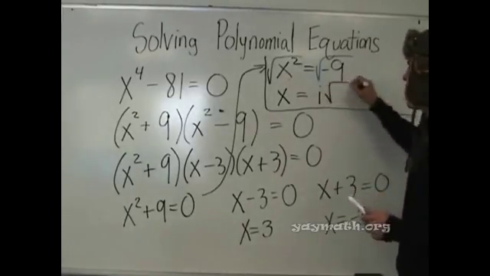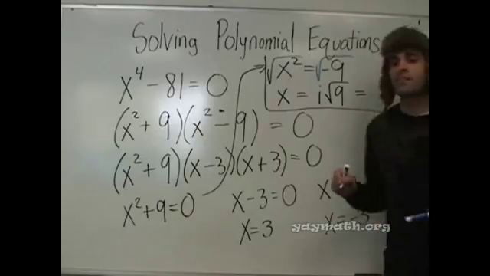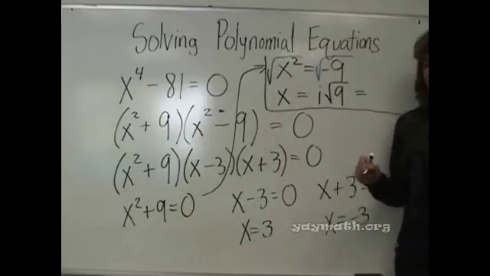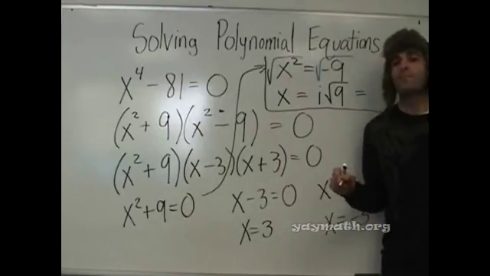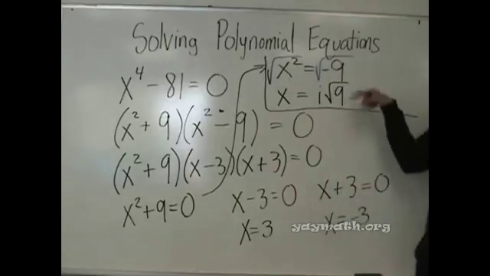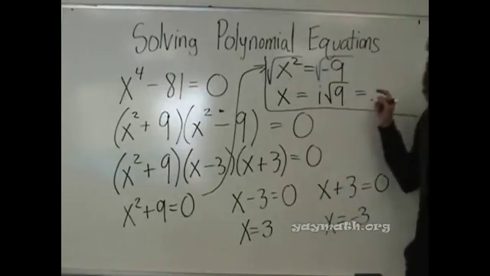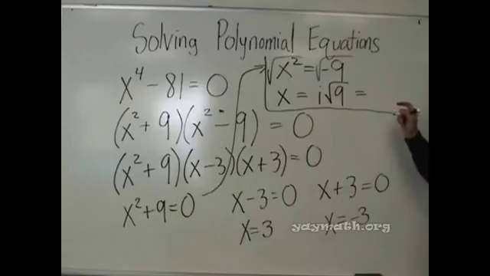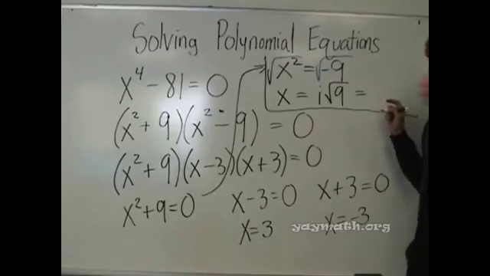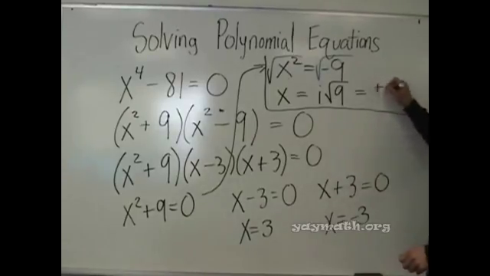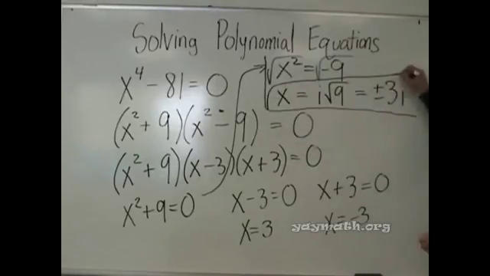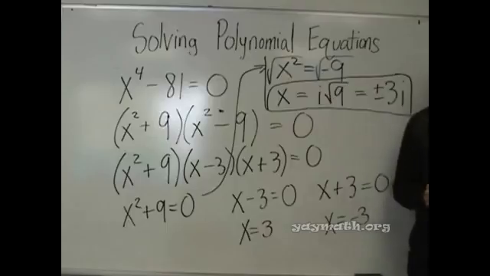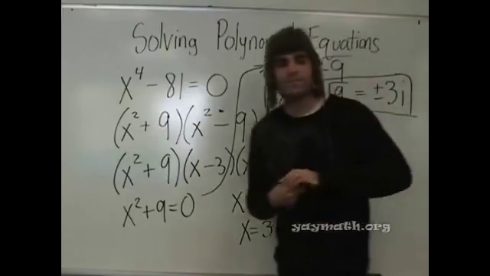Okay, let's write it all together. i square root 9 equals 3i. But we're missing one thing: plus or minus. Whenever we take the square root, we're going to say plus or minus. So say the whole thing together. The answer is plus or minus 3i. Very good. So 3i and negative 3i are the answers.